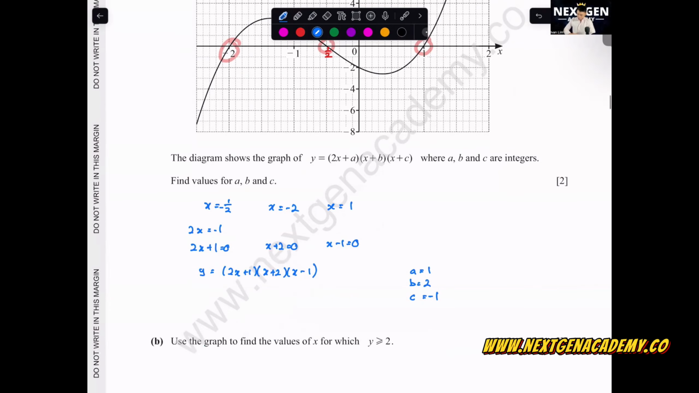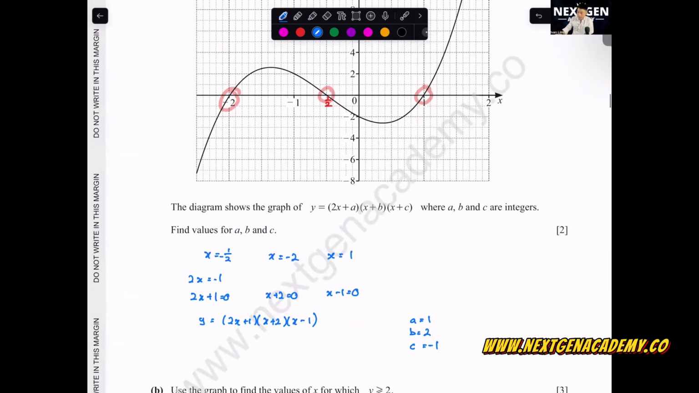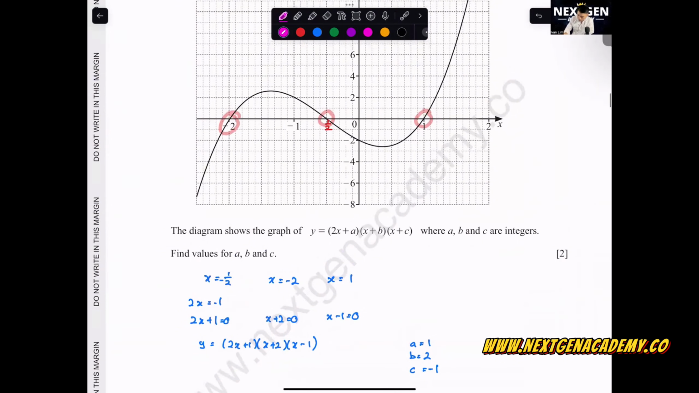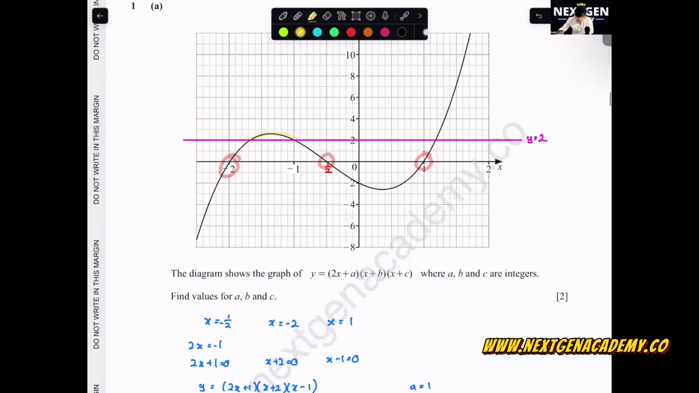The next one: use the graph to find the values of x for which y is more than or equal to 2. So for y more than or equal to 2, we need to draw a line y equals 2 on the graph over here. So here is y equals 2. Then from here, where exactly is it more than this point? So this section here, in between these 2 points, and then this part here.